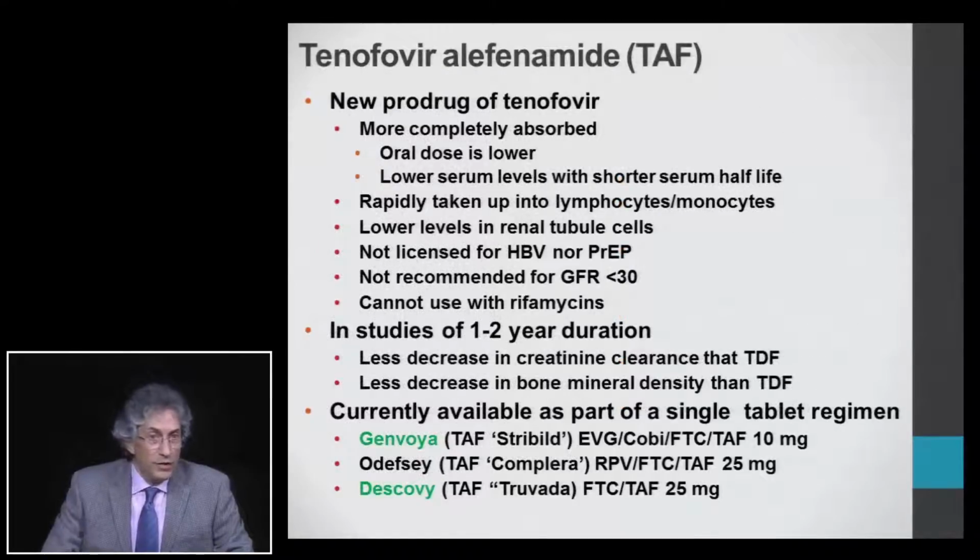So there's a new version of tenofovir called tenofovir alafenamide, or TAF. It's a new prodrug of the same antiviral tenofovir. It's more completely absorbed. It means the oral dose is lower and that there's a much shorter serum half-life of the active drug. The tenofovir alafenamide is rapidly taken up into lymphocytes and monocytes, and the active tenofovir winds up in a higher concentration in the cells where it's needed.